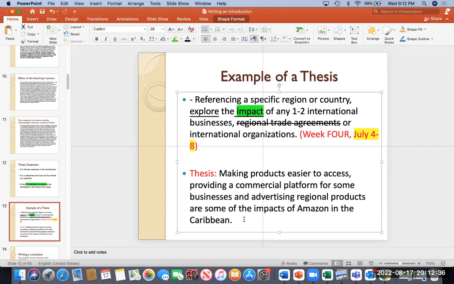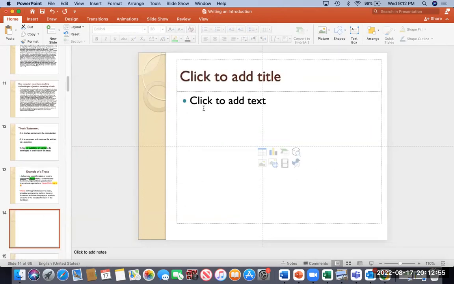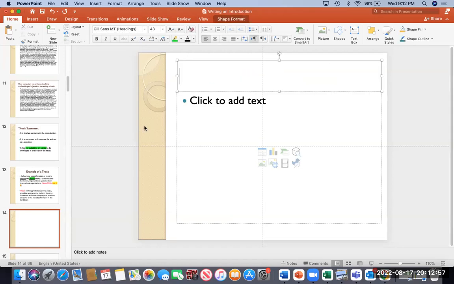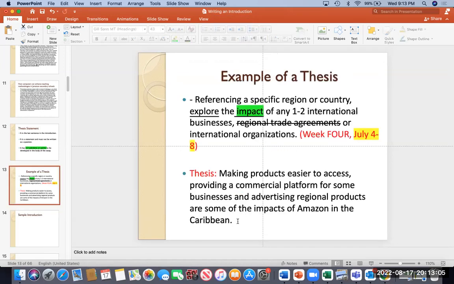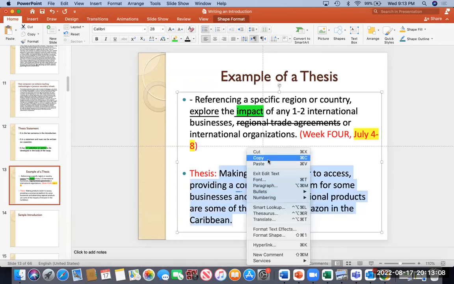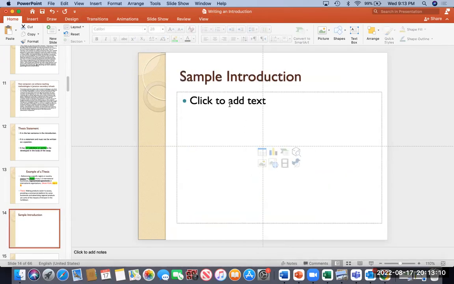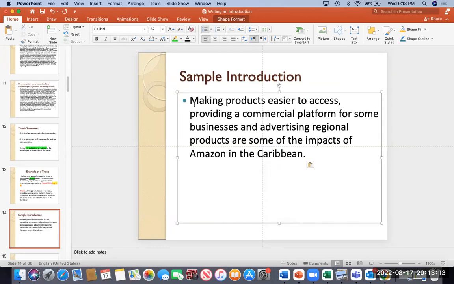So remember, this would be the last sentence of the introduction. So making products easier to access, providing a commercial platform for some businesses and advertising regional products are some of the impacts of Amazon in the Caribbean. So this is a thesis statement, right? And it would be the last sentence of the introduction. If time allows, we probably can try to write a sample introduction for the question. If we carry this over, we know that we have the last sentence of the introduction. We would probably just need to determine how we're going to start.